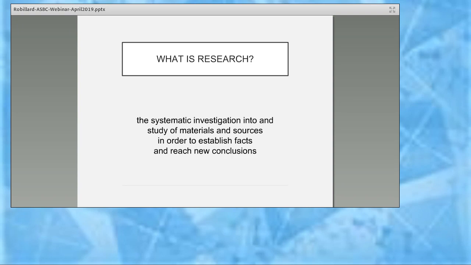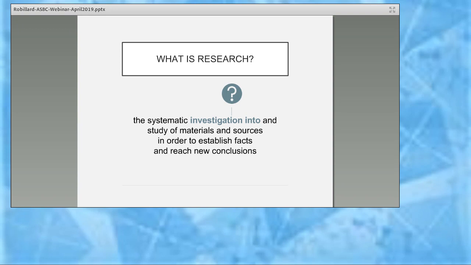So what I propose to do is to unpack this definition bit by bit so we better understand what research is. Let's start with this idea that research is an investigation into something. Essentially what that means is that we are asking a question. We're asking a question that has not been asked before and that we're interested in answering through this process that we call research.